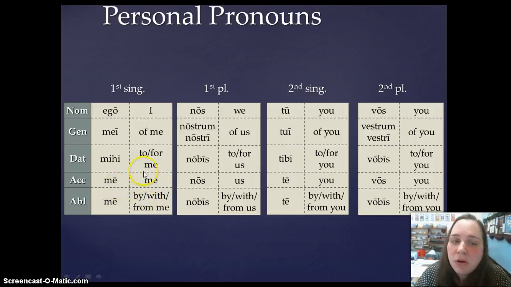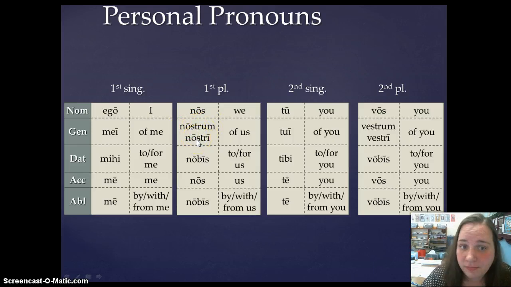The first person plural, nos. There are two forms of the genitive. There's nostrum and nostri. So you do have to memorize both nostrum and nostri as genitive forms of we or us. Nobis, nos, nobis. Okay, so nos we, nostrum nostri of us, nobis to or for us, nos us, and nobis by, with, or from us.